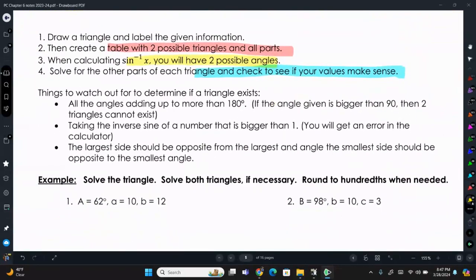Again, things to watch out for: all angles add up to more than 180 degrees. And if the angle given to you is bigger than 90, then two triangles can't exist because we already have one angle bigger than 90. The other one can't be bigger than 90. Again, can't do the inverse sine of a number bigger than 1. And the largest side should be opposite the largest angle, and the smallest side should be opposite the smallest angle. So when we solve these problems, we're going to be looking at that as well.